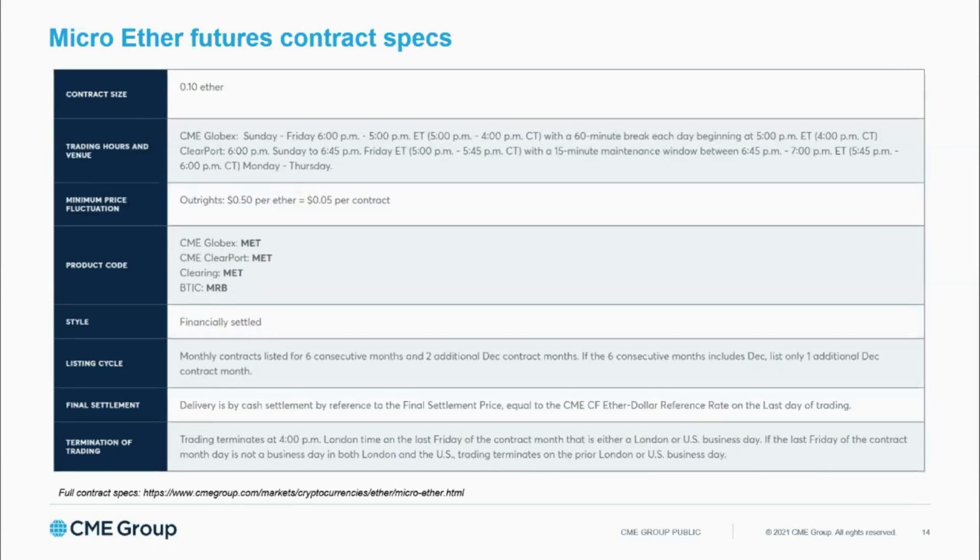The minimum price fluctuation on our contracts is 50 cents per Ether. So they tick in 50-cent increments. But since this is 1/10 of 1 Ether, the tick value is 5 cents a contract. The product code on these is MET. These are financially settled. They don't settle into physical Ether. They are financially settled if you hold to expiration. The listing cycle, they're monthly contracts. They're listed for the 6 consecutive months and 2 additional December months.